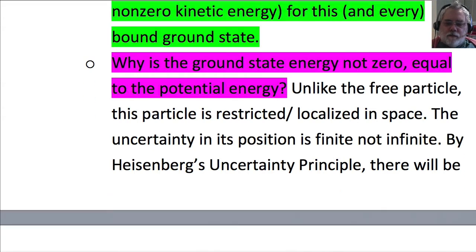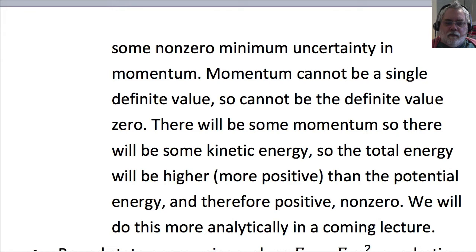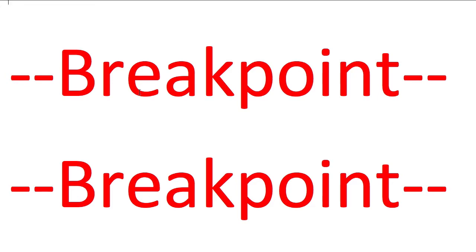By Heisenberg's uncertainty principle, there will be some non-zero minimum uncertainty in momentum. Therefore, momentum cannot be a single definite value. That can only happen when the uncertainty in momentum is zero, and it cannot be zero here. Since the momentum cannot be a single definite value, it cannot be the definite value zero. There will be some momentum, so there will be some kinetic energy, so the total energy will be higher, more positive, than the potential energy, and therefore positive, not zero. We will do these uncertainties more analytically in a coming lecture, not here. This is a possible time to take a break.